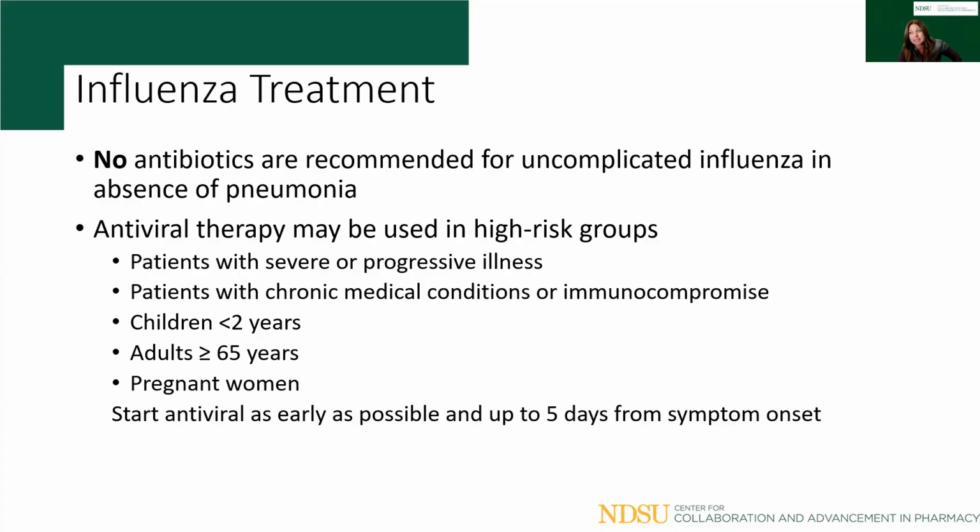Treatment, again, is no antibiotics are recommended for uncomplicated influenza in the absence of pneumonia. If the patient presents with influenza plus pneumonia, well, you're giving the antibiotics for the pneumonia, not for the influenza. We do use antivirals. They're different than antibiotics. They can be used in our high-risk groups. Those high-risk patients include those with severe or progressive illness, chronic medical conditions or immunocompromised, children that are less than 2, adults greater than 65, and pregnant women. We want to start antivirals as early as possible. They have the best efficacy the earlier we start them, but up to within 5 days of symptom onset. After that, the value definitely goes down for our patients.